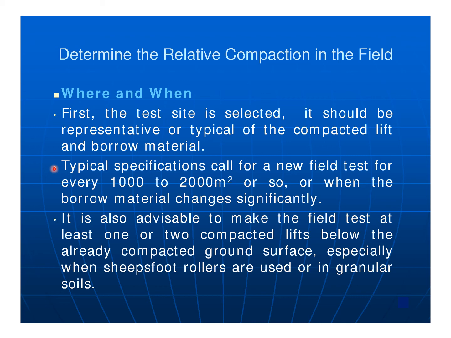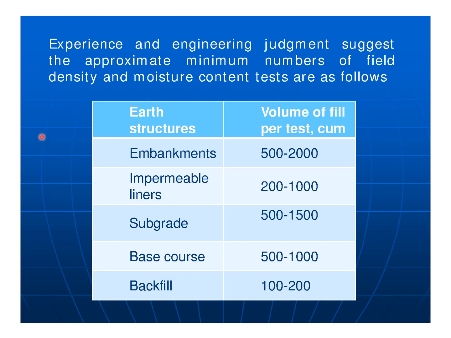borrow material changes significantly. It is also advisable to make the field test at least one or two compacted lifts below the already compacted ground surface, especially when sheepsfoot rollers are used or in granular soils. Experience and engineering judgment suggest the approximate minimum number of field density and moisture content tests as follows: embankment, impermeable liner, subgrade, base coats, and backfill.